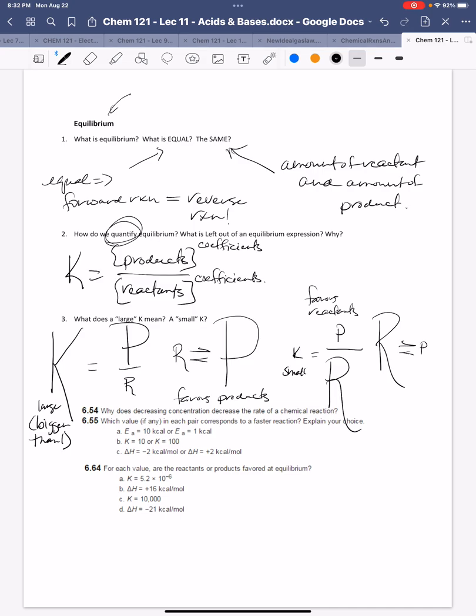Okay, so the value of K, there goes my parents' clock.